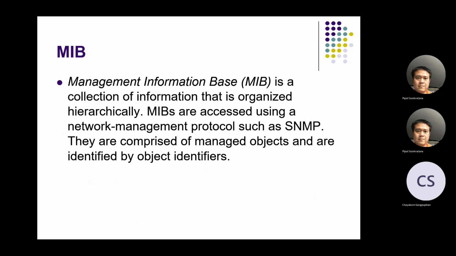Basically, MIB is a collection of information that is organized hierarchically. The MIB is accessed using a network management protocol, SNMP. And once it is written using ASN.1, it is like an object which represents every object ID. Let's see some examples.